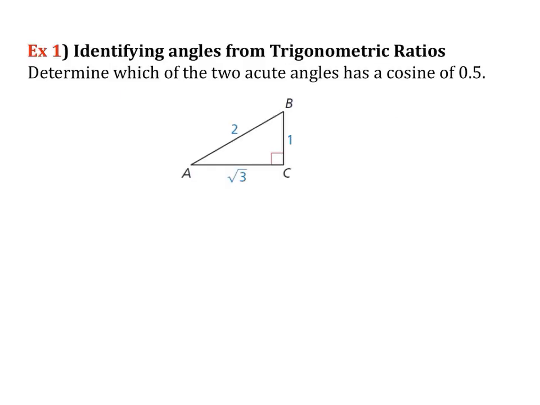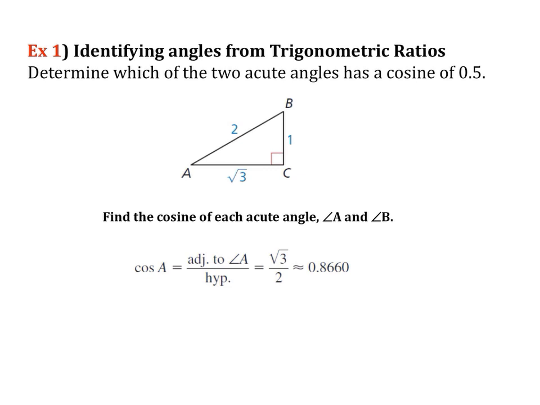Let's start with our first example, identifying angles from trigonometric ratios. Determine which of the two acute angles has a cosine of decimal .5. So now that we've covered all three trig ratios, we're focused on the one for the cosine. So find the cosine of both angle A and angle B. Those are the acute angles of this right triangle.